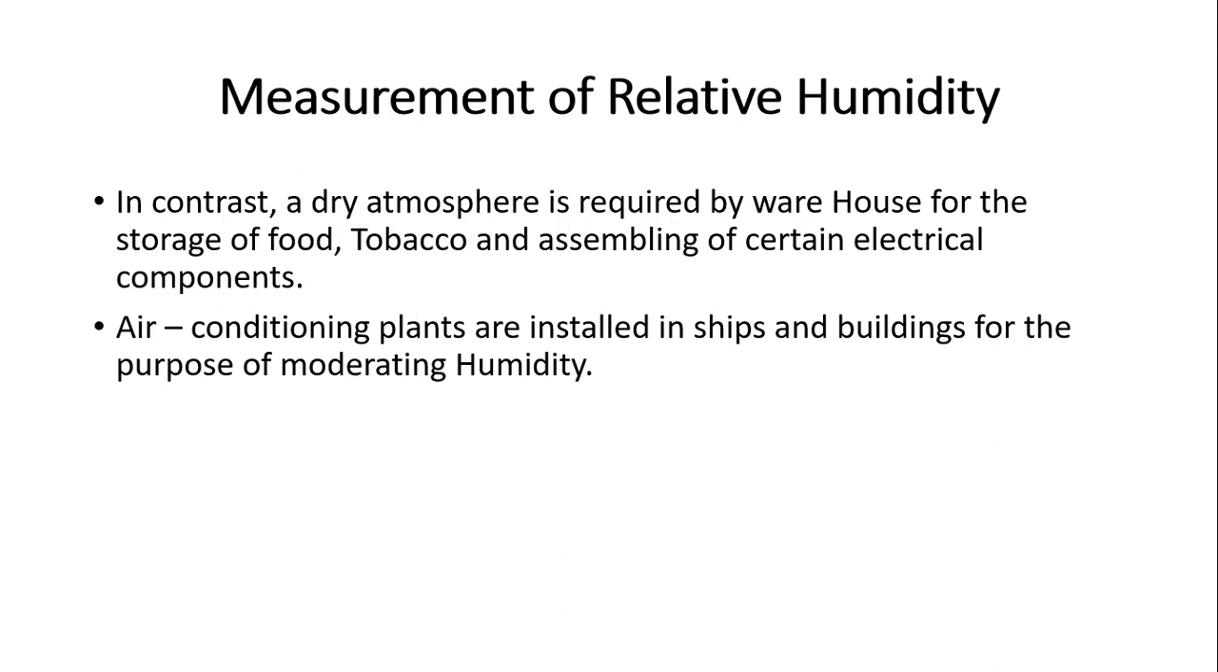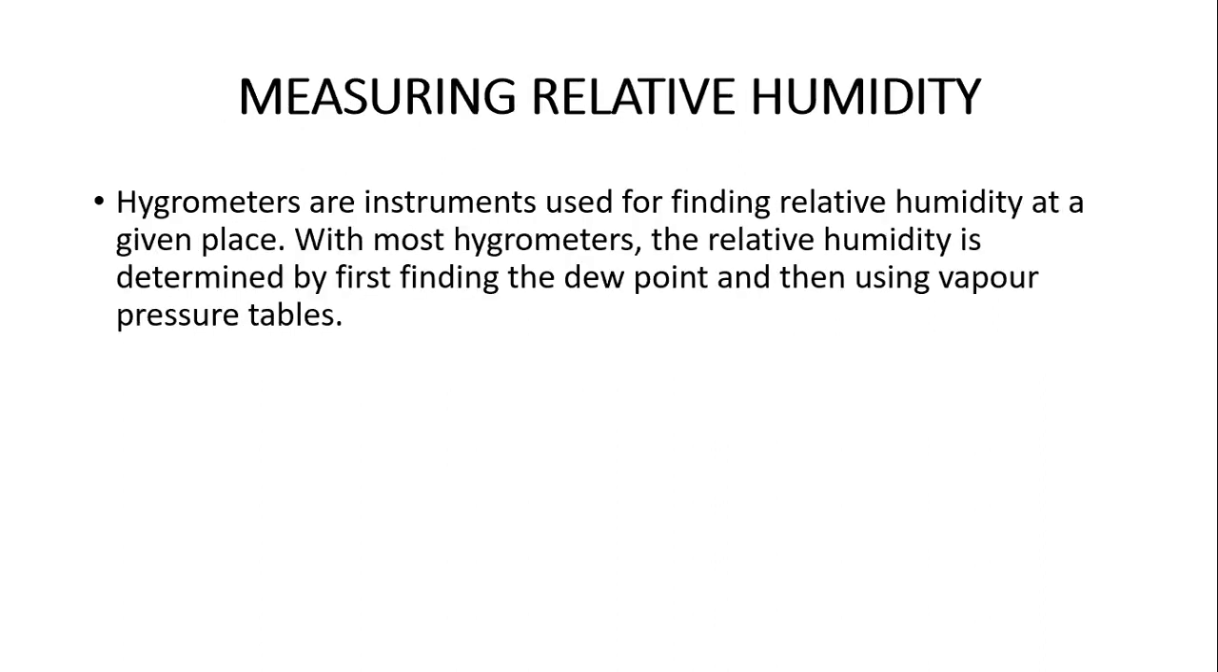Air conditioning plants are installed in ships and buildings for the purpose of moderating the humidity. Now let's see the measurement of relative humidity. Relative humidity is measured by hygrometers, which are instruments used for finding the relative humidity at a given place. With most hygrometers, the relative humidity is determined by first finding the dew point and then using vapor pressure tables. So I hope it's clear, guys.